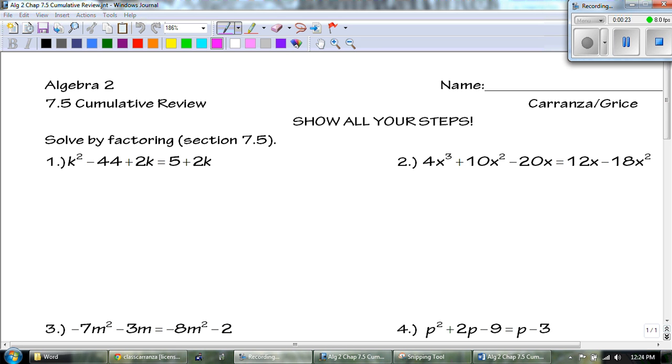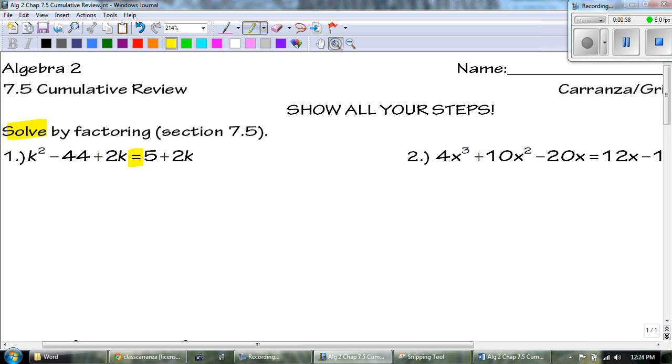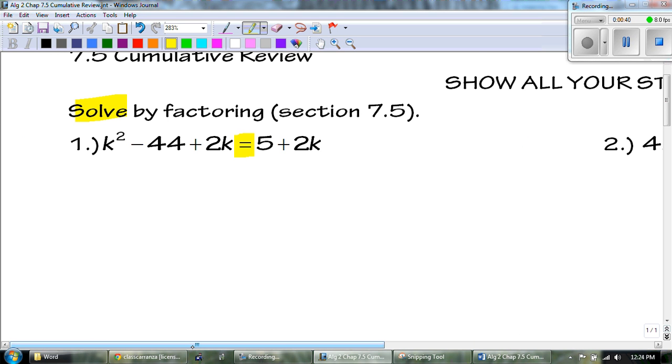The key thing to remember is looking at what's in front of you. Okay, what's the equation or what's the expression? If it's an equal, that means we're going to need to solve. So let's go ahead and solve number 1.